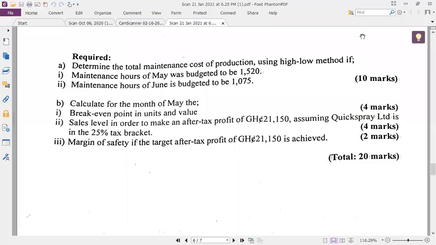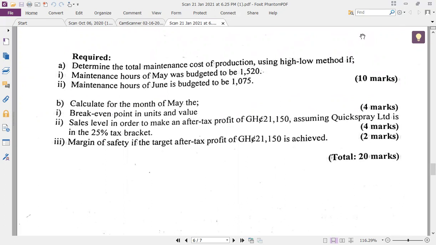And that's the requirements. So to determine the total maintenance cost, when the budgeted hours are 1,520, it is 1,075. Great. So let's go to the main scenario.